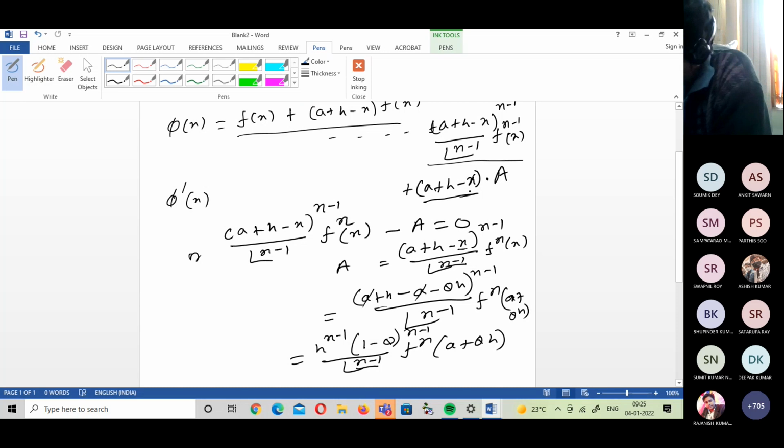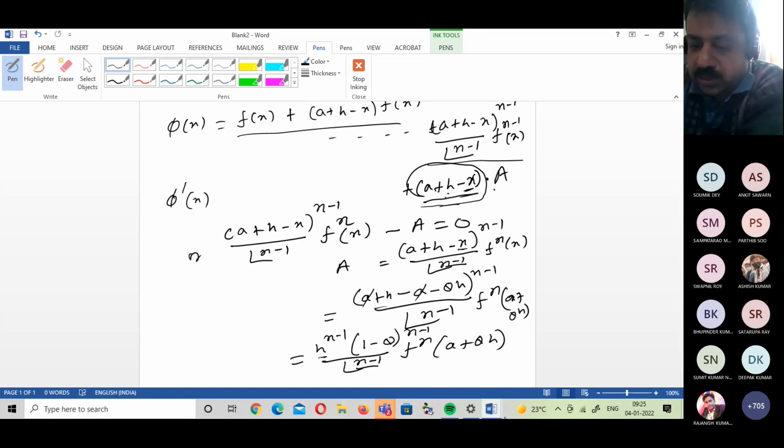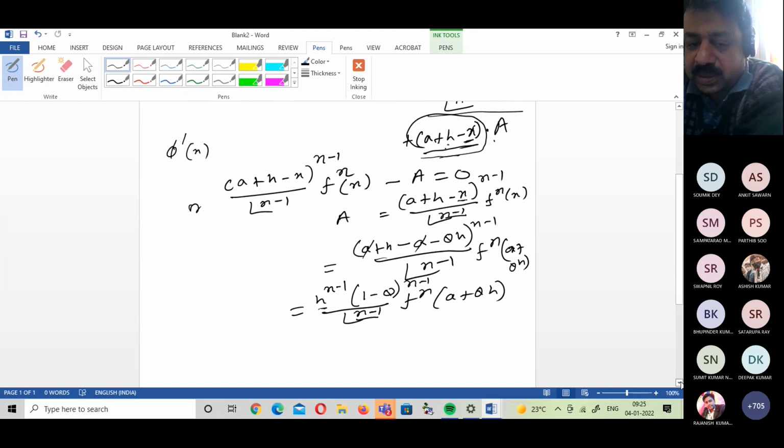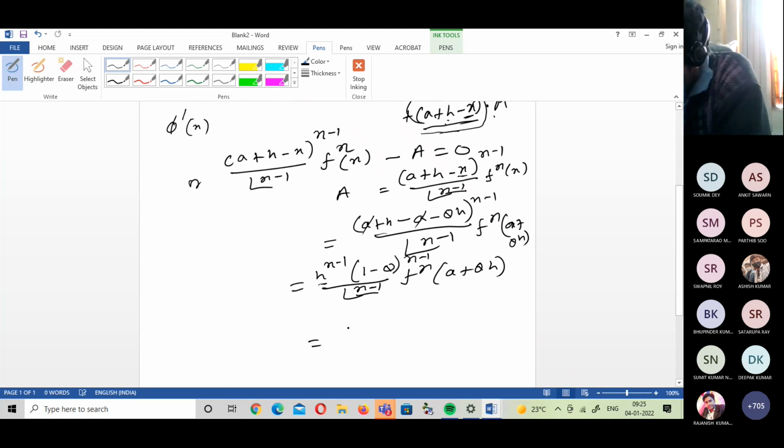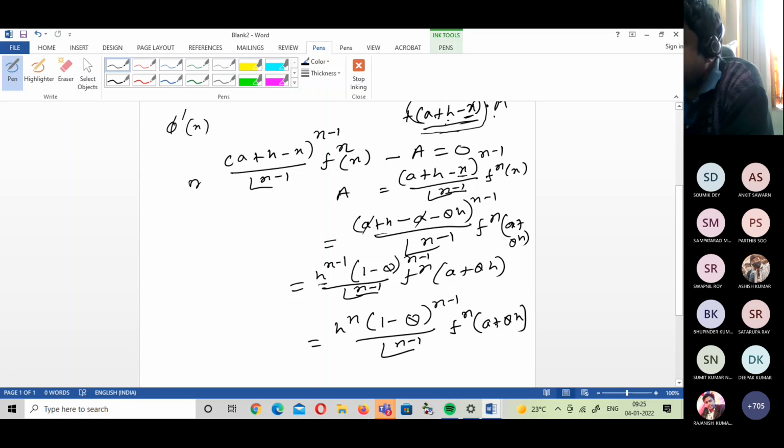But look at the last term. Theta is very small. Here only one h is remaining, because if in a plus h you put x equal to a, then it will be h into capital A. So this h to the power n minus 1 will be converted to h to the power n. So it will be h to the power n times 1 minus theta to the power n minus 1 by factorial n minus 1 f n of a plus theta h. This is known as Cauchy's form of remainder. So only the last term, how does it come h to the power n?